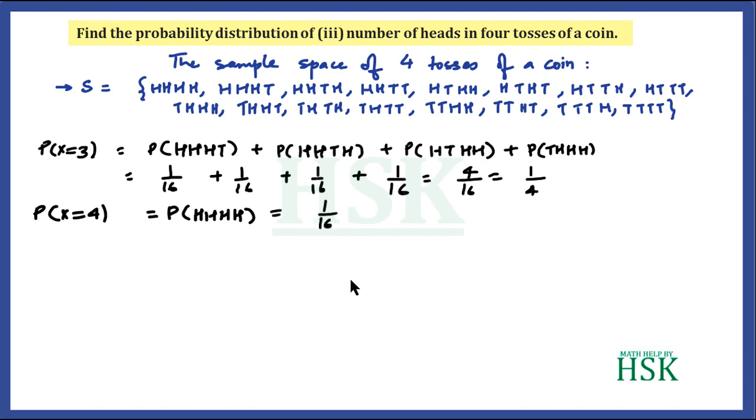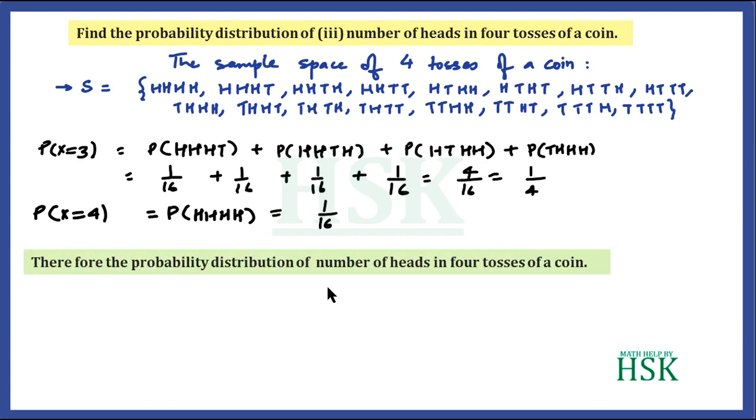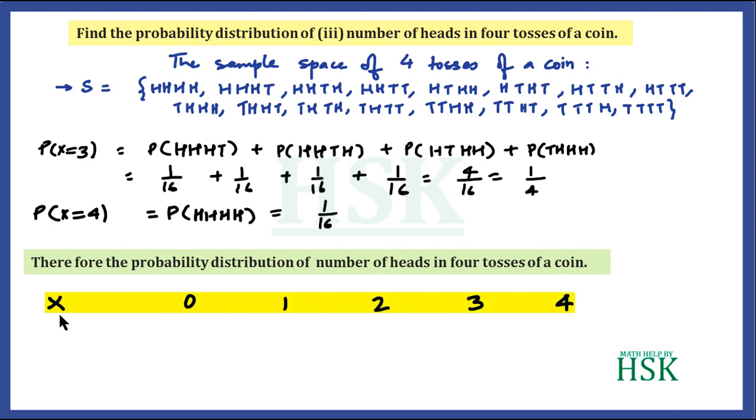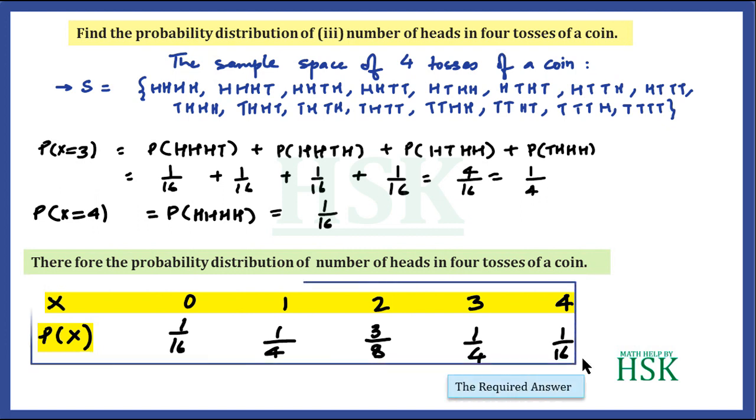So we have calculated the probability of x is equal to 0, x is equal to 1, up to x is equal to 4. Now we can write the probability distribution of number of heads in 4 tosses of a coin as, first of all, we write the values of the random variable 0, 1, 2, 3, 4 and probability of x, and on completing the table, this would be the probability distribution of number of heads in 4 tosses of a coin. So this is how we are going to solve this question.